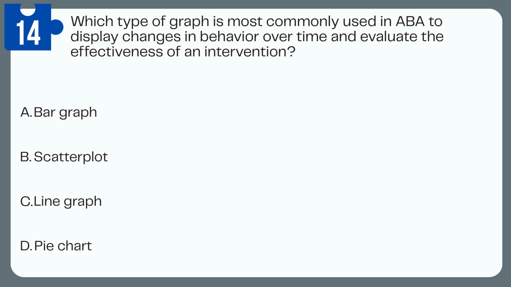Question 14. Which type of graph is most commonly used in ABA to display changes in behavior over time and evaluate the effectiveness of an intervention? A. Bar graph. B. Scatter plot. C. Line graph. D. Pie chart.